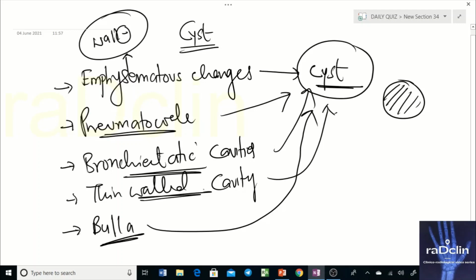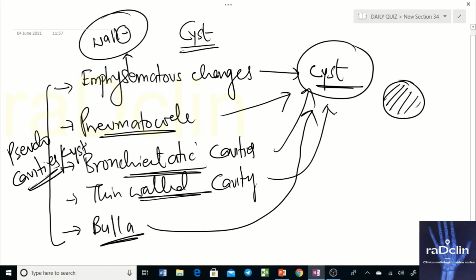So what I could see is that there are multiple cystic lesions. Now I want to know what kind of cyst it is. That is one thing that I want to know. Another possibility is that all these findings, like emphysematous changes, pneumatocele, bronchiectatic cavity, are known commonly by the name of pseudocavities, or pseudocysts basically. Why? Because they are not cysts primarily. They are cystic in nature secondary to some other pathology.